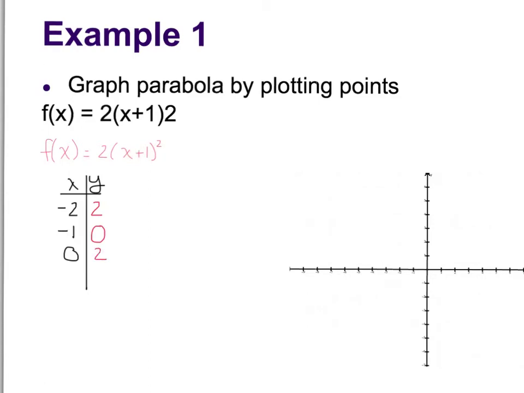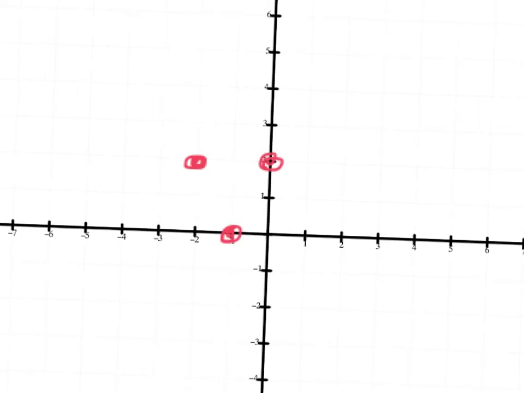Now I'm going to plot these points on the coordinate plane: -2, 2; -1, 0; and 0, 2. So here is our parabola, and we know that it's been shifted left 1 because of what's inside the parentheses.